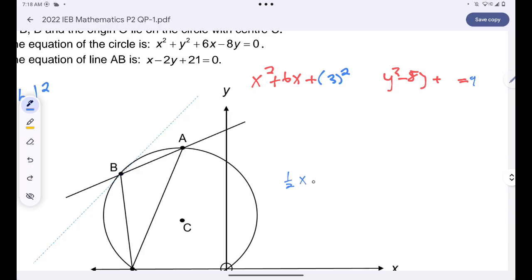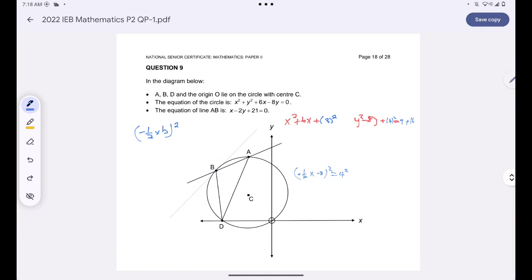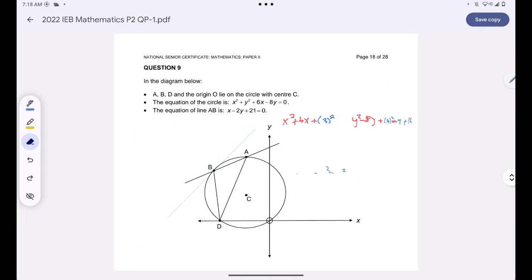Then now I need to complete the square for y. Take b multiplied by half, negative 8 halved is negative 4, and 4 squared is just 16. Whatever I do on the left, I must do on the right, ne? Okay, now I've completed the square.